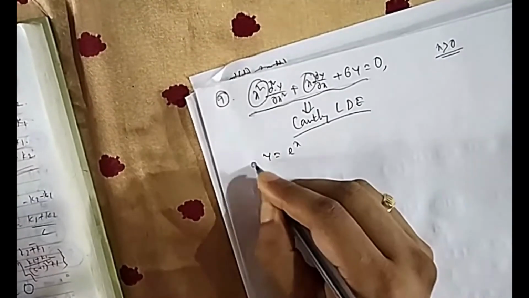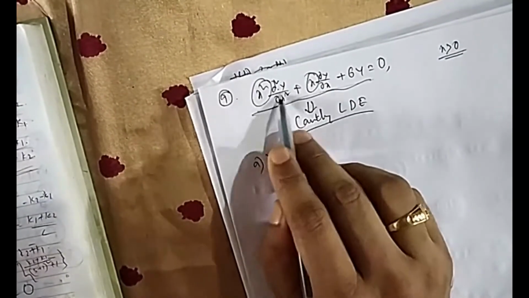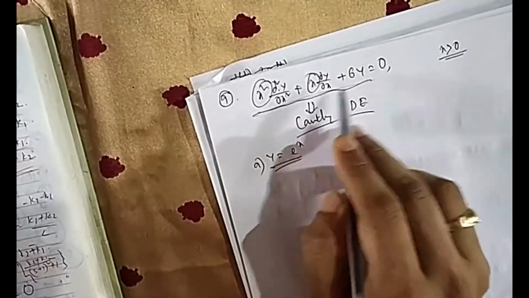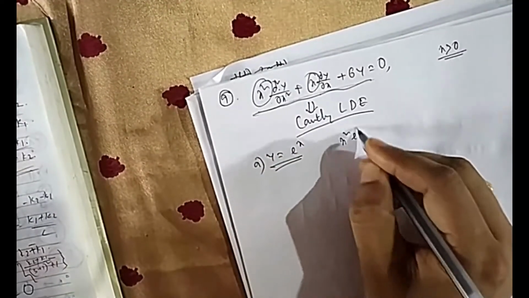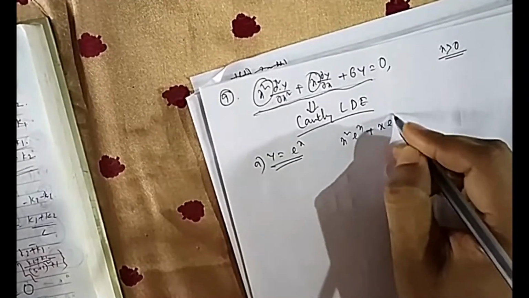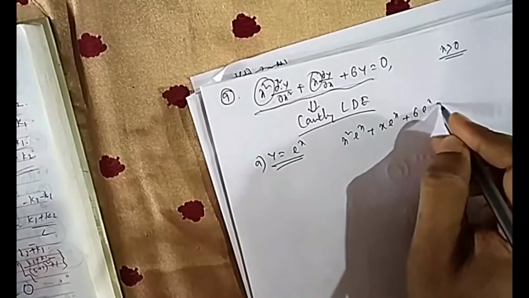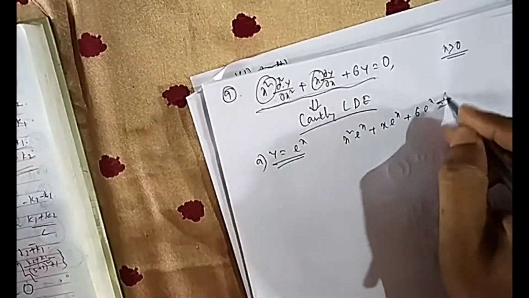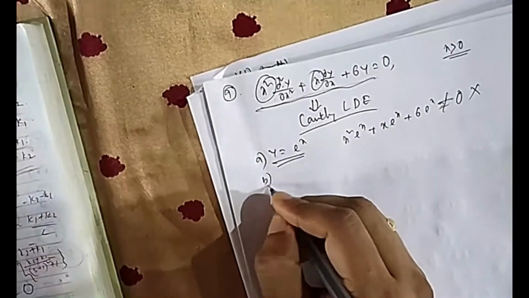So if I take option A, if I put y equal to e to the power x, then it will be x square e to the power x, x e to the power x plus 6. Two times differentiation will always be e to the power x, because however many times you differentiate e to the power x, it stays the same. So is it becoming 0? No, it is not equal to 0. So option A is not correct. So you can check with the next one.